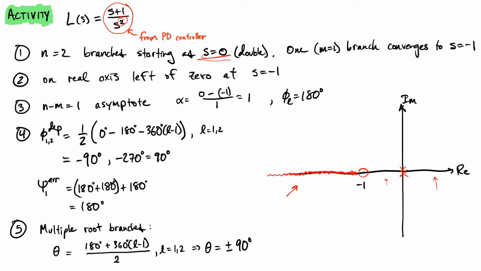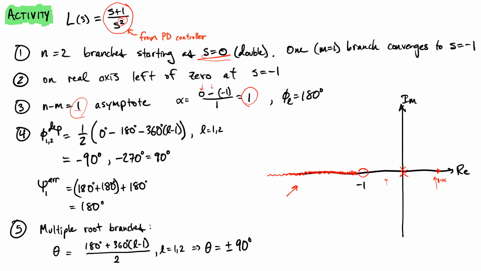We see that n minus m is 1, so we're going to have one asymptote. In this case, it's again the sum of the poles, which are both 0, and then we subtract away the value of the zeros. We have one zero at -1, so we get minus -1 over n minus m, which is 1, which gives us 1. That says the center is going to be at 1. So you figure out where 1 is over here, and that's going to be alpha, so alpha is equal to 1.